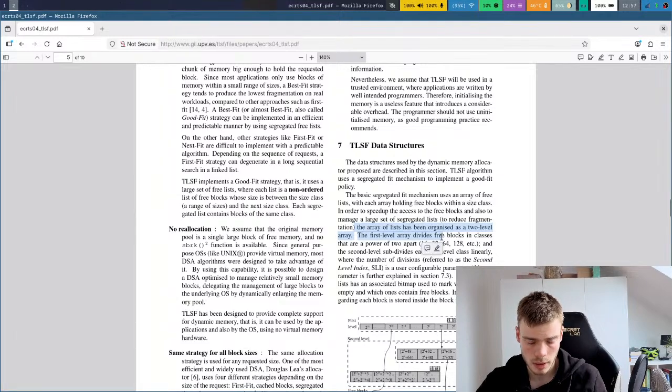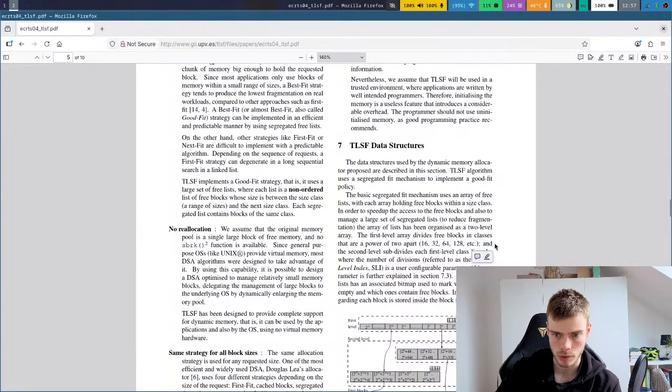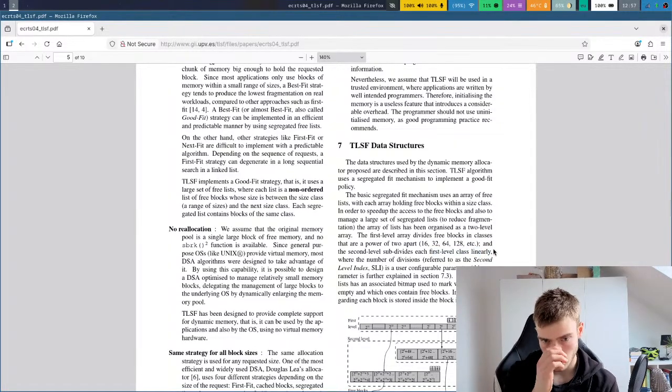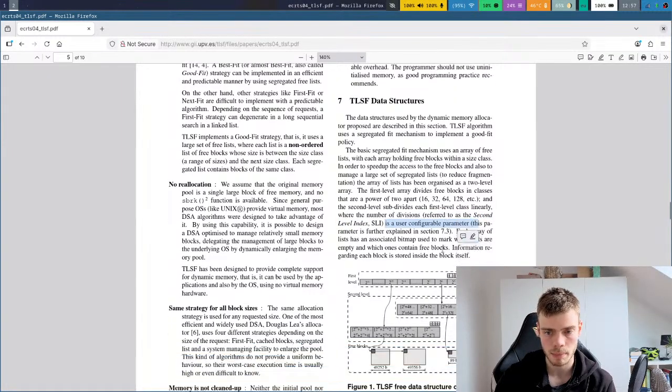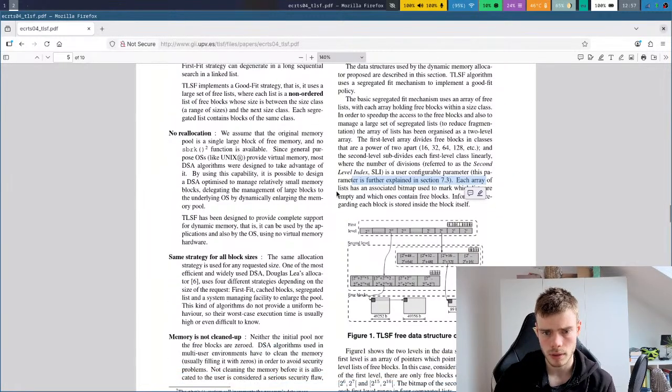The first level array divides free blocks in classes that are a power of 2 apart: 16, 32, 64, 128, etc. The second level subdivides each first level class linearly, where the number of divisions, referred to as the second level index, I, is a user configurable parameter. This parameter is further explained in section 3. Each array of lists has an associated bitmap.